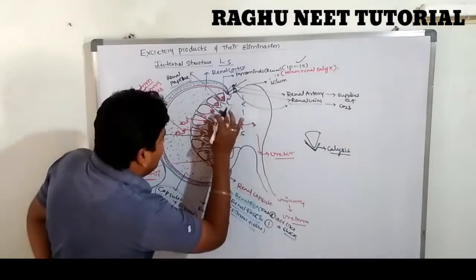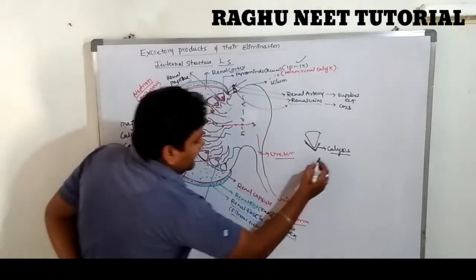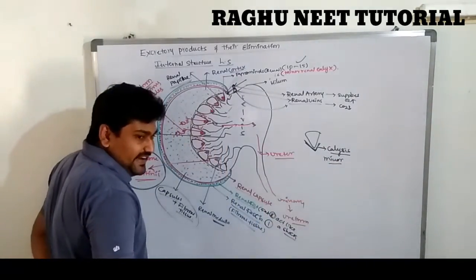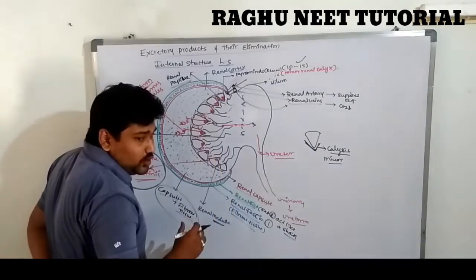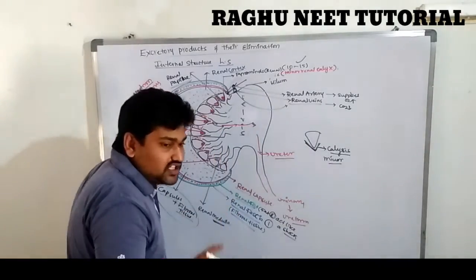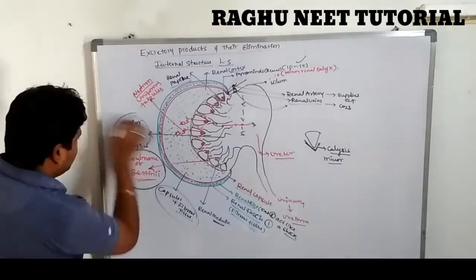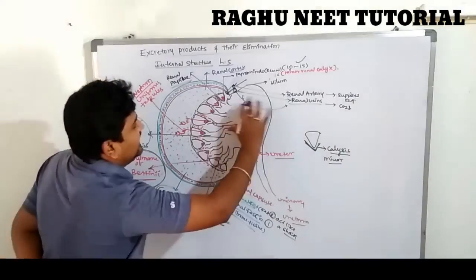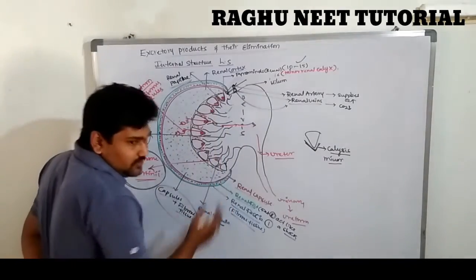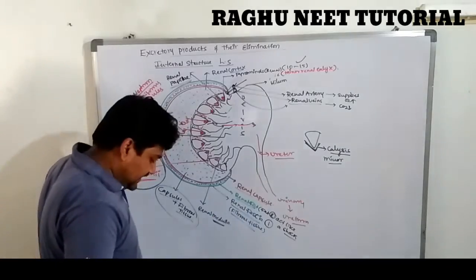The small calyces are called minor calyces. All minor calyces join together at a junction and lead into a large cavity, a large space known as the major calyces. This major calyces finally leads into the pelvis region. Before discussing the pelvis region, what is on the inner surface of the kidney?